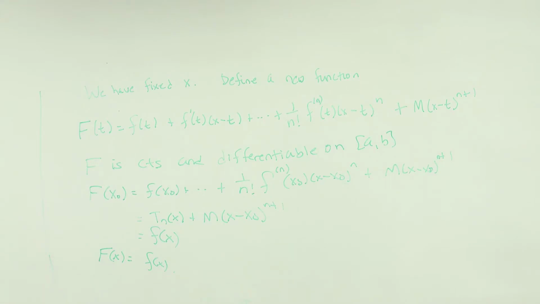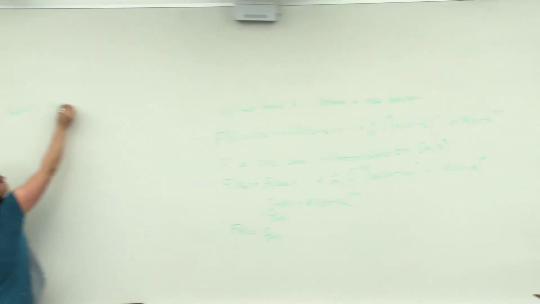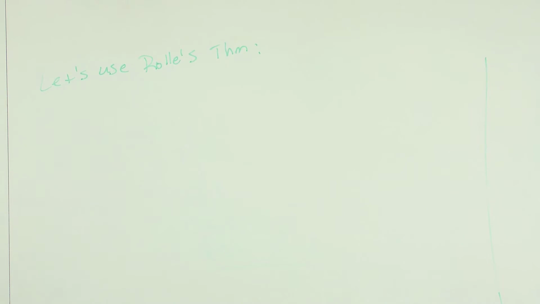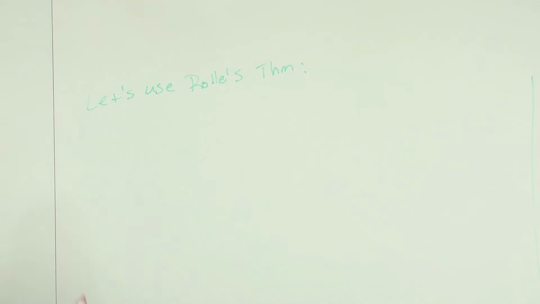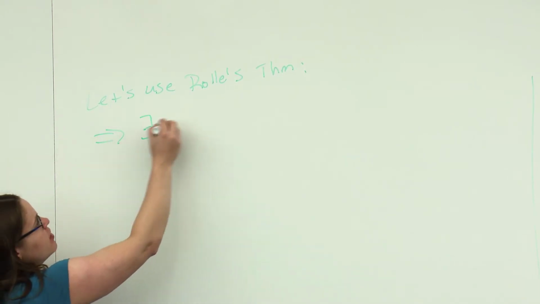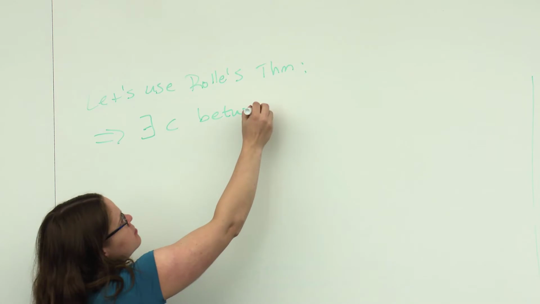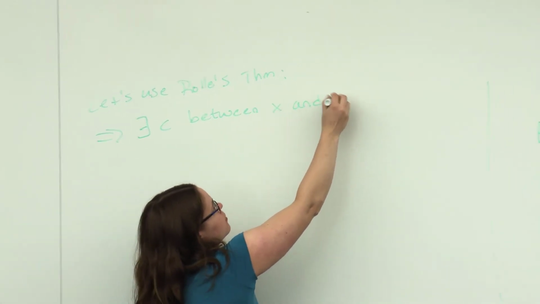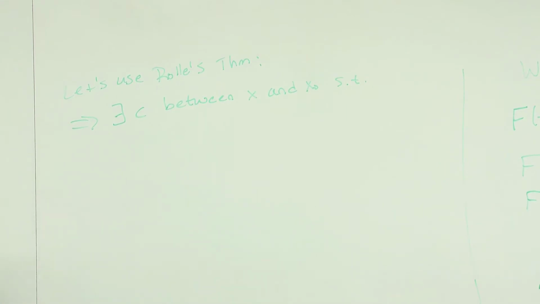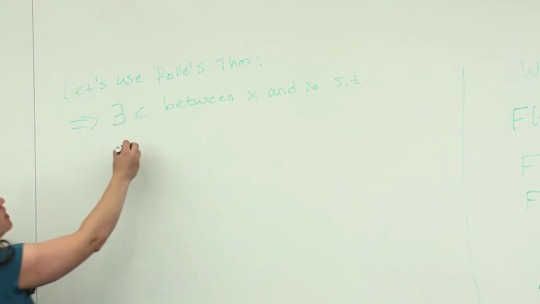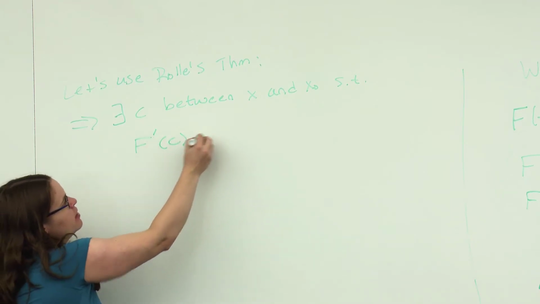So let's use Rolle's theorem. We've got everything we need for it. This guy's continuous, he's differentiable, he's equal at these 2 points. So that tells us there exists some c between x and x naught such that, right, Rolle's theorem, function is equal at the 2 endpoints. It does something, it's got to come back down, or it goes down, it's got to come back up. Somewhere the derivative hits 0. So such that f prime of c is equal to 0.